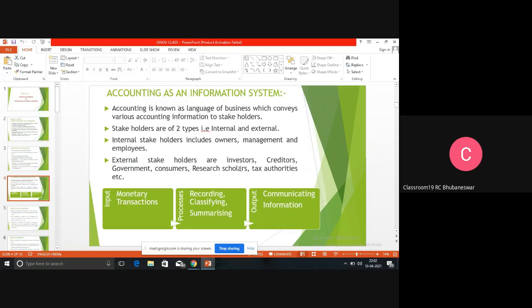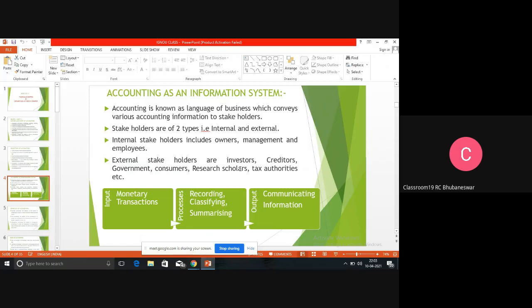Then who are the stakeholders? Stakeholders are those who have an interest in the business, whether they are connected internally or externally. Who are the internal stakeholders? Owners, managers, and employees are internal stakeholders. Who are the external stakeholders? External stakeholders are the investors, creditors, government, consumers, and tax authorities.